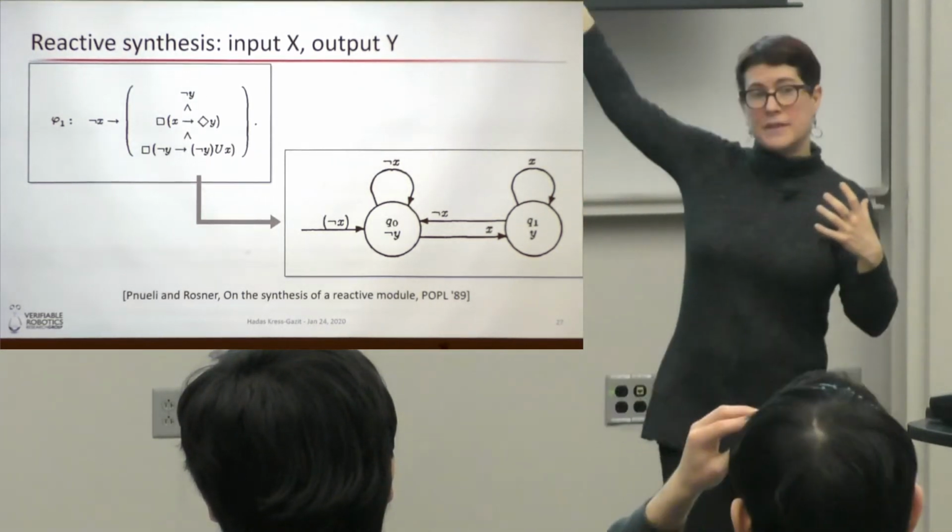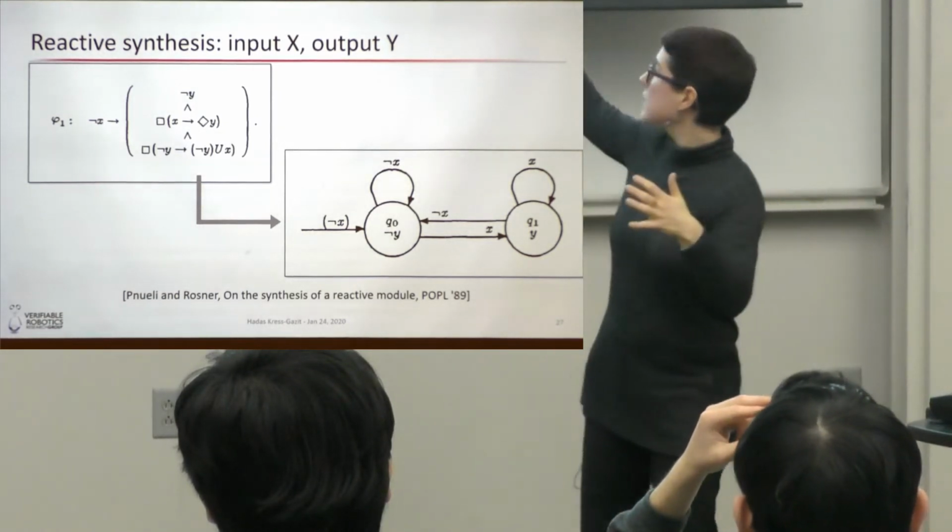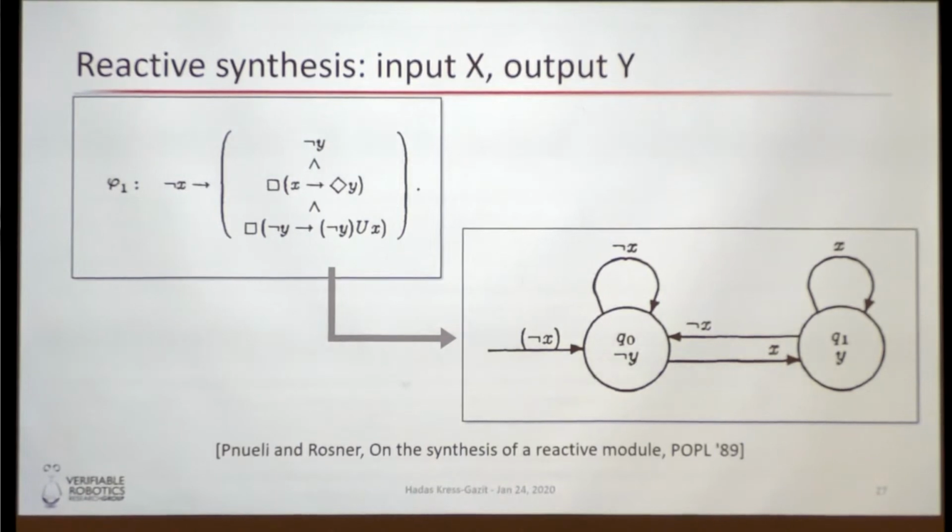So now I can write specifications over this X and Y, and what I want to do is generate a design such that no matter what X does, no matter what my environment does, I have something to do to satisfy my specification.